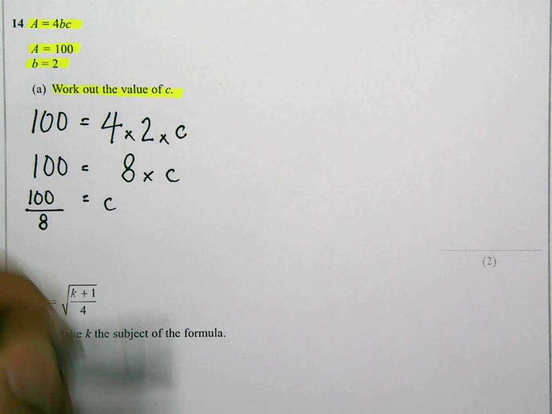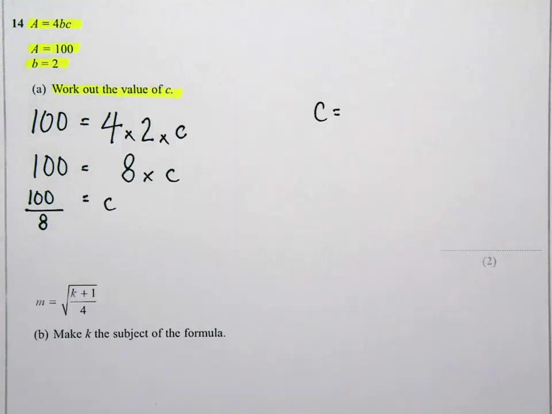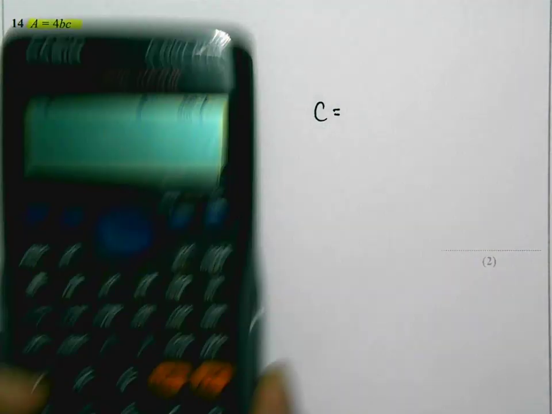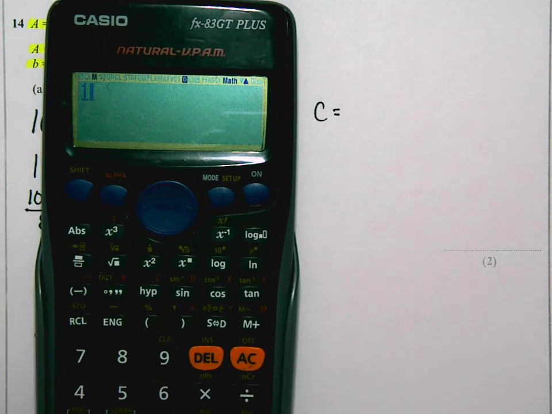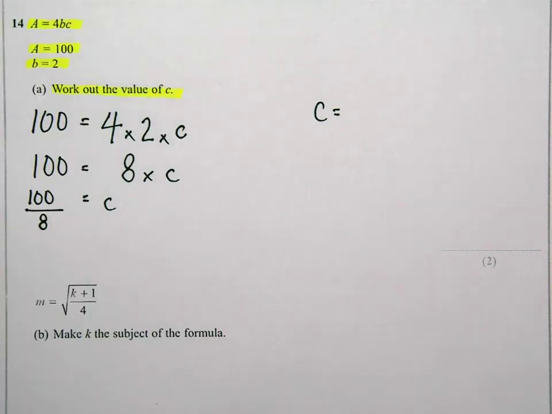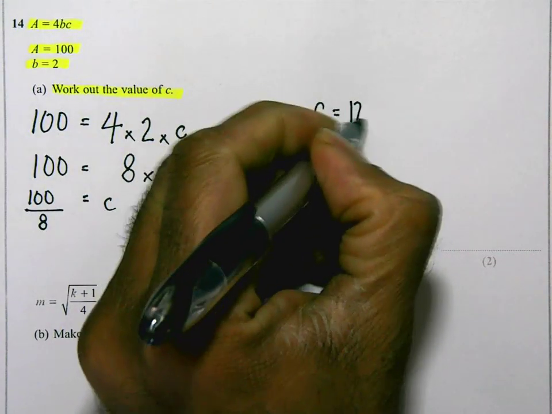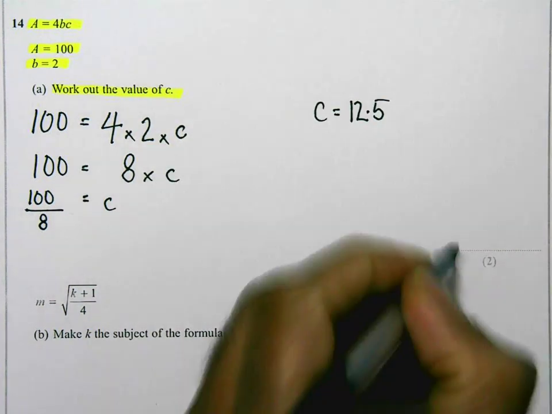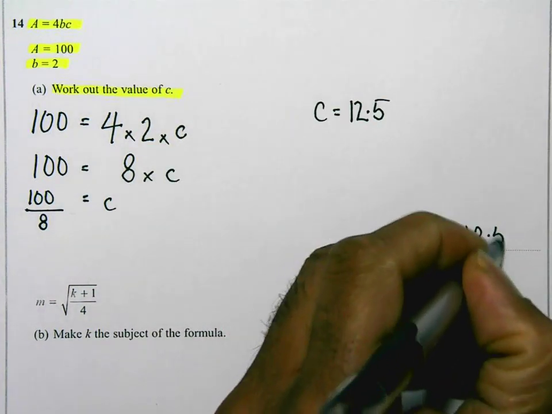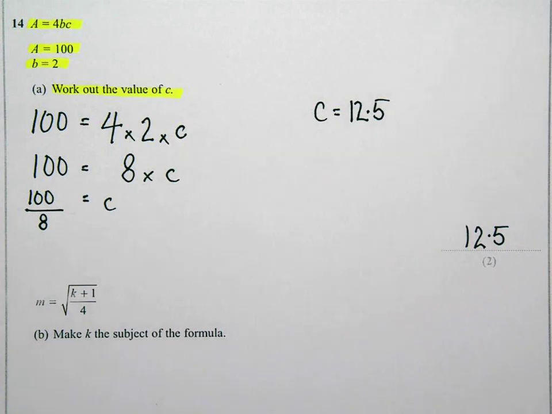So C is going to be, and if you get your calculator, remember this is a calculator paper, 100 divided by 8, which is 12.5. So the value of C is 12.5, and that's what I'm going to write down in the answer space. This is a pretty straightforward question, and those of you doing the higher paper should be able to do it well enough to get the full 2 marks for this.